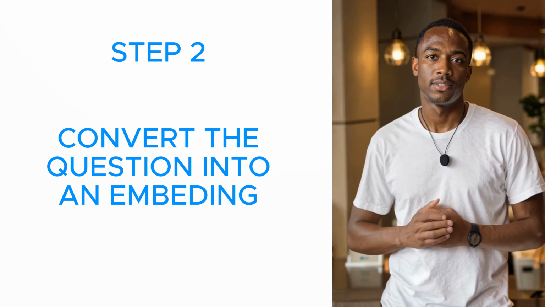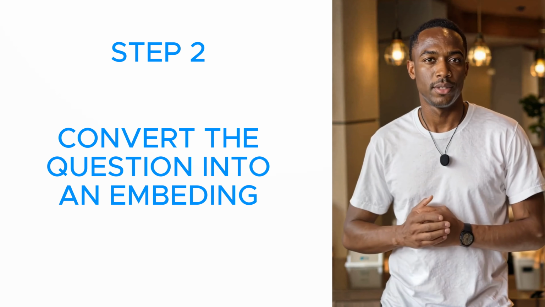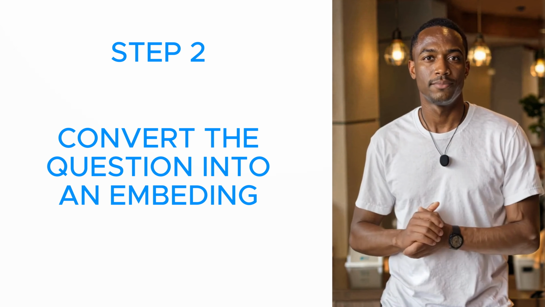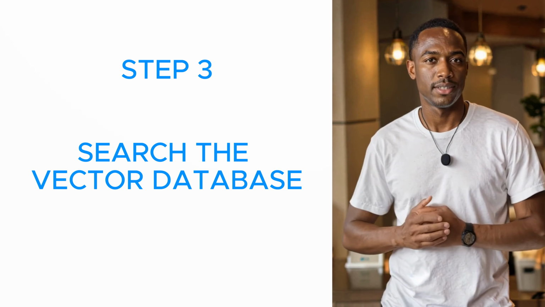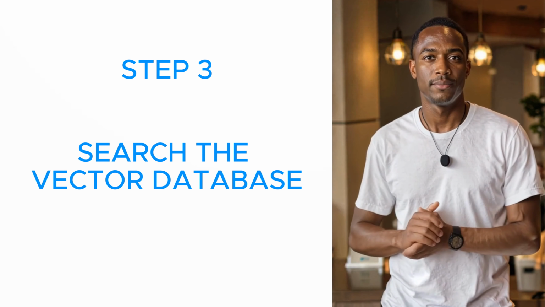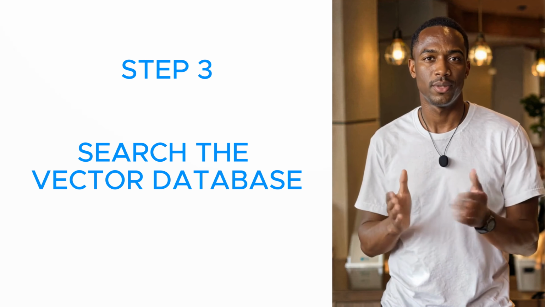Step 2. Convert the question into an embedding. The question is converted into a numerical representation called an embedding. We'll explain embedding shortly. Step 3. Search the vector database. The embedding is compared against thousands or millions of document embeddings stored inside a vector database. The database finds the documents that are most similar to the user's question.